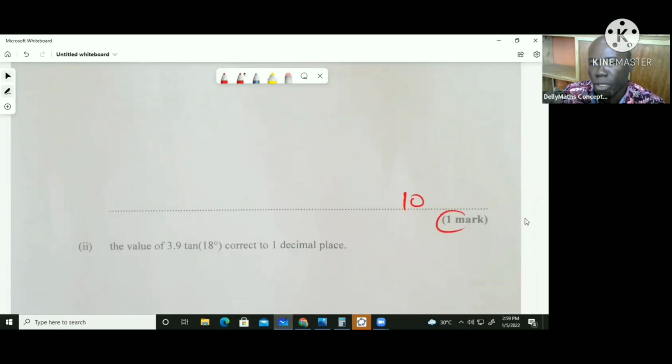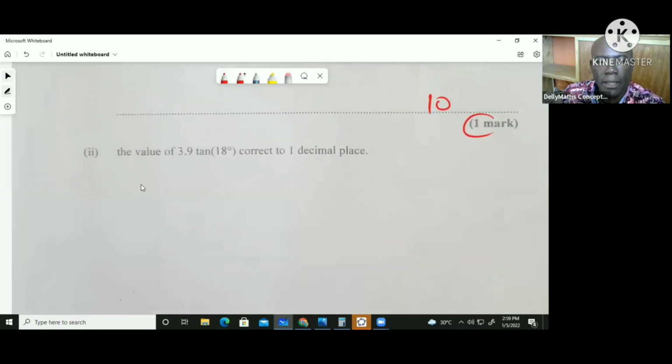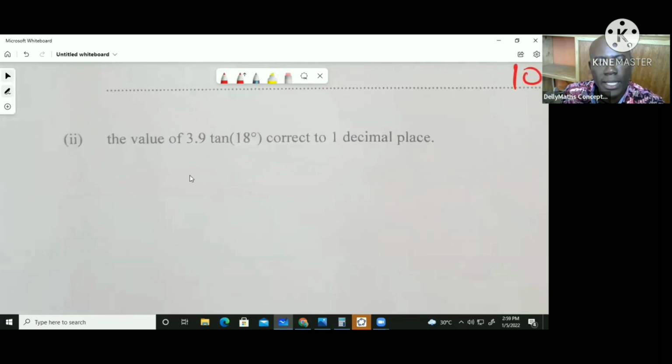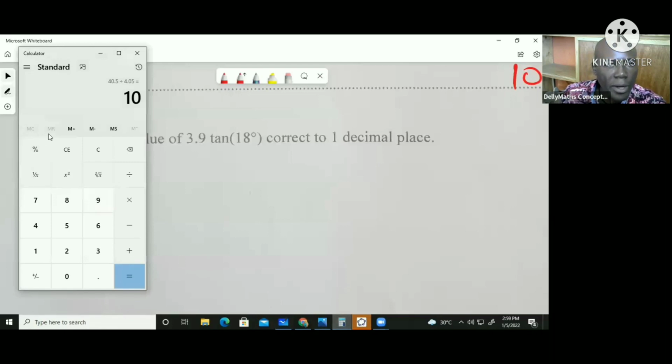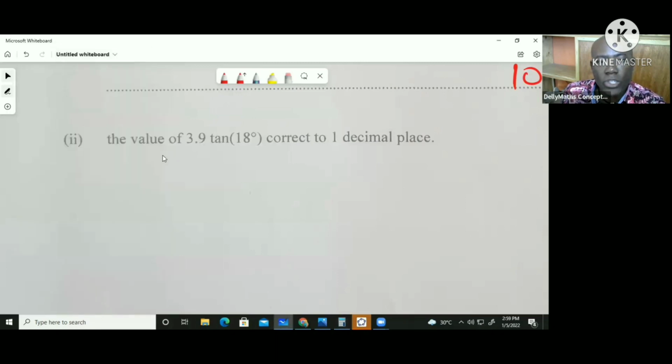There we go. The next question is simply saying, let us zoom that up. This is what the question is saying. The value of 3.9 tan 18, to 1 decimal place. One of the things that we really want to make sure is that our calculator is in degree. So make sure that our calculator is in degree. So we're looking at 3.9, and that is going to multiply by the value of tan 18.